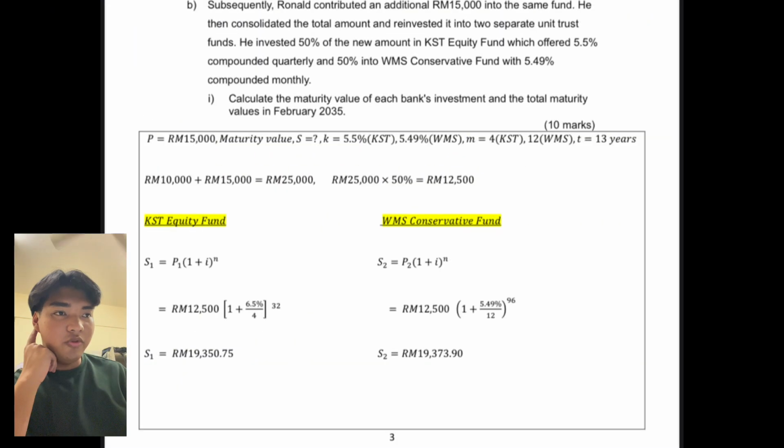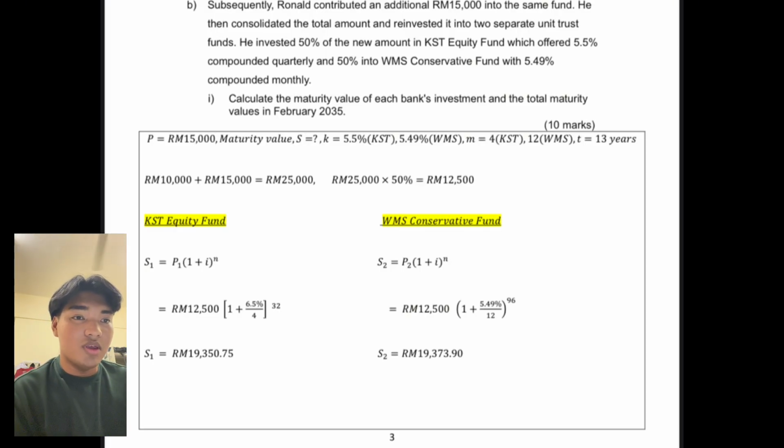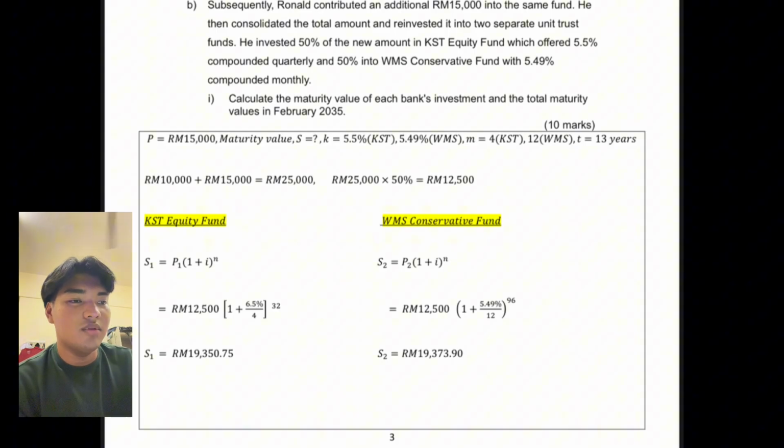Thank you. So move on to the next question, which is question B, number 1. Calculate the maturity value of each bank investment and the total maturity values in February 2035. So as we gather the information, P equal to 15,000, which is the maturity value, S equal to nothing, K equal to 12,500 ringgit. So we need to calculate each company.